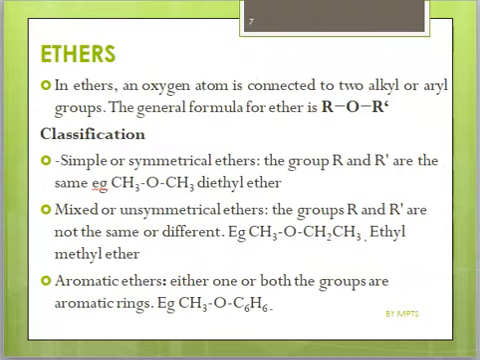Ethers, of course, these are two alkyl groups which are joined via an oxygen. They're classified as simple or symmetric. These can be broken into two equal parts, like diethyl ether or dimethyl ether. And we have mixed or unsymmetrical ones. They contain two distinct R groups. We have also the aromatic ethers.